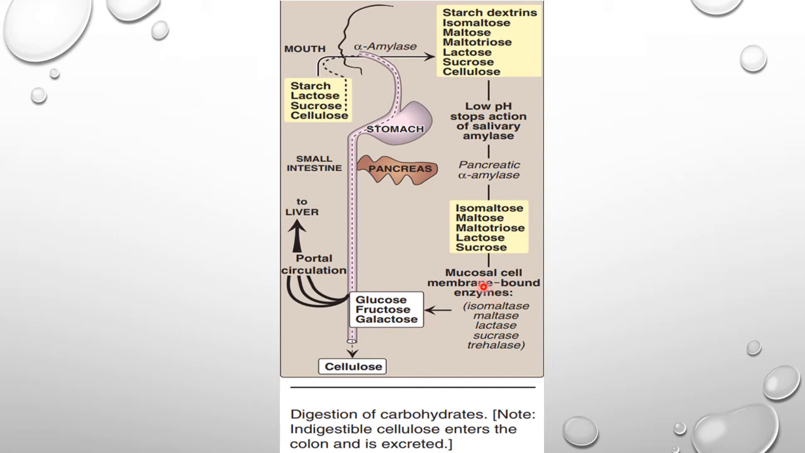Now, the next turn is of mucosal cell membrane bound enzymes, for example isomaltase, maltase, lactase, sucrase, trehalase. These enzymes can work on these carbohydrates and eventually we get glucose, fructose, and galactose. So, all dietary carbohydrates are finally converted into glucose, fructose, and galactose, and these monosaccharides are absorbed into the portal circulation and then sent to the liver so that they can be further sent to target organs.